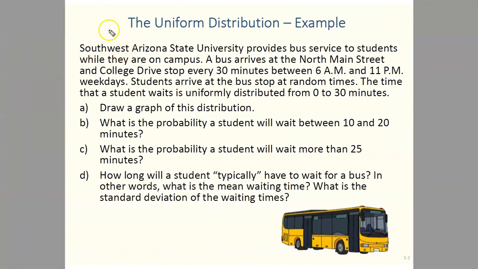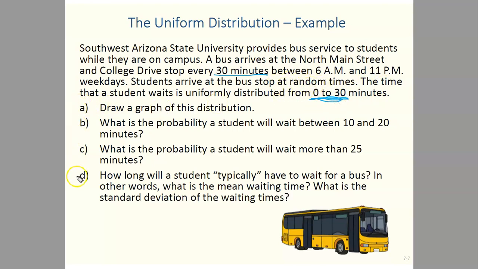Now in this example, Southwest Arizona State University provides bus service to students while they're on campus. A bus arrives at the North Main Street and College Drive stop every 30 minutes between 6 a.m. and 11 p.m. weekdays. Students arrive at the bus stop at random times. The time that a student waits is then uniformly distributed from 0 to 30 minutes. And the reason it's going to be uniformly distributed is because students arrive at random times.